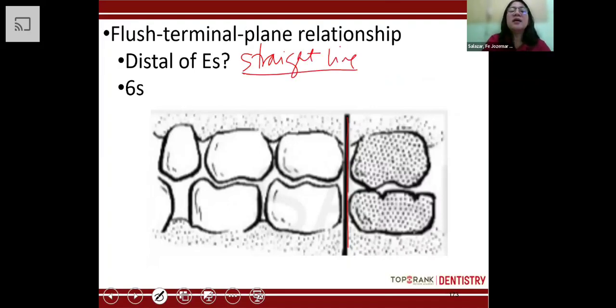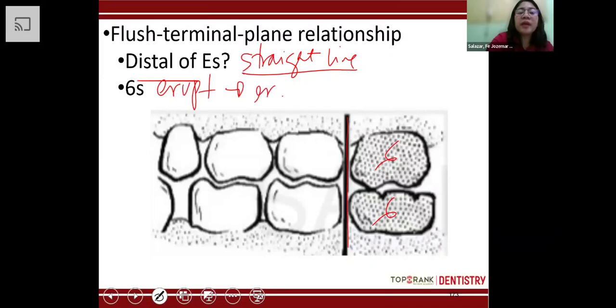Right? It's a straight line. Now, the beauty of knowing how to classify occlusion in the primary dentition is you can predict how your sixes will erupt. You can predict what Angle's classification they will be. So when the sixes erupt, they erupt end to end, because of the flush terminal plane.